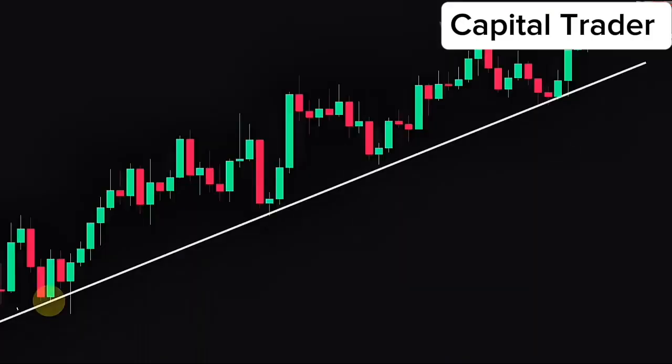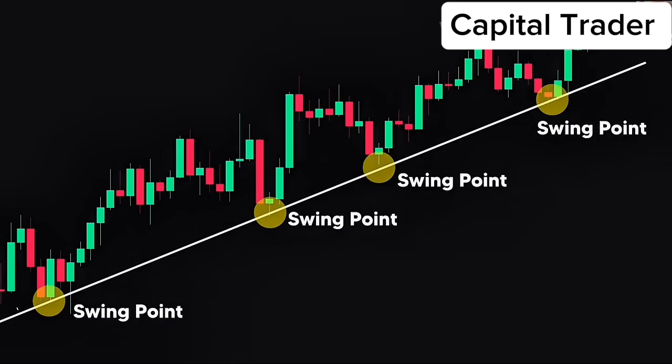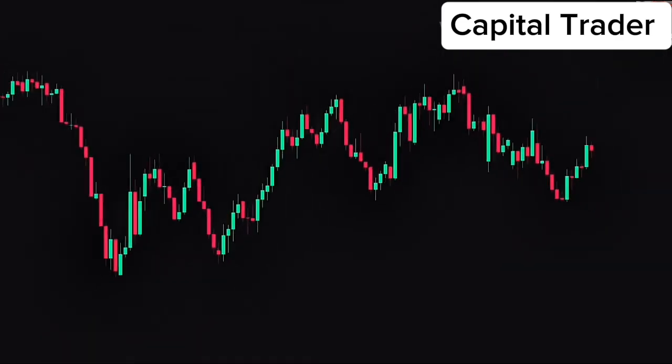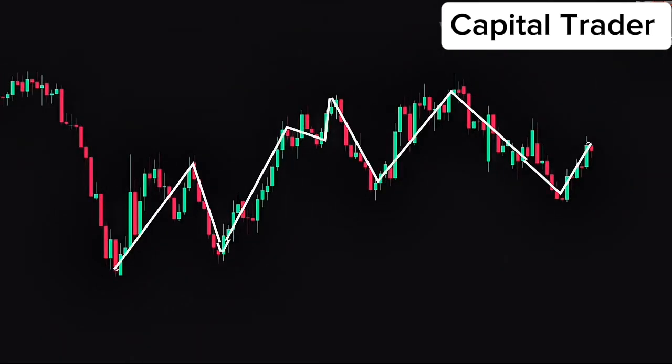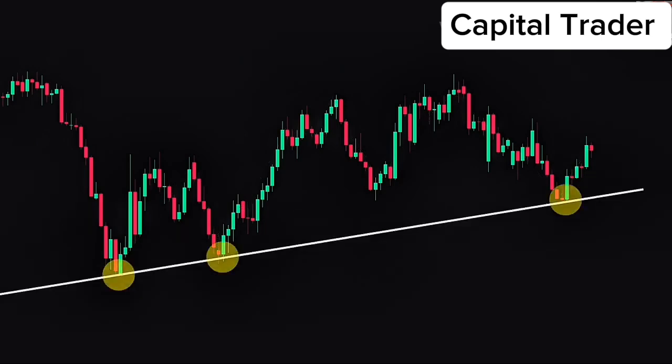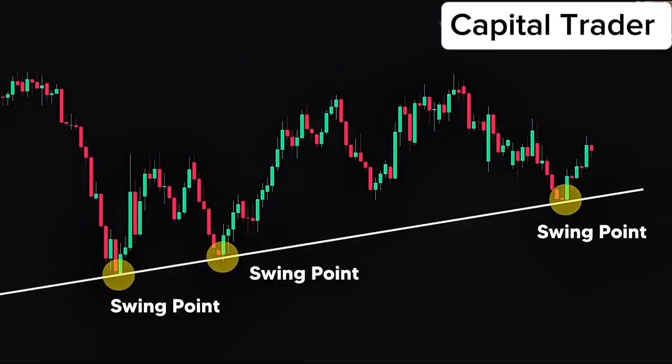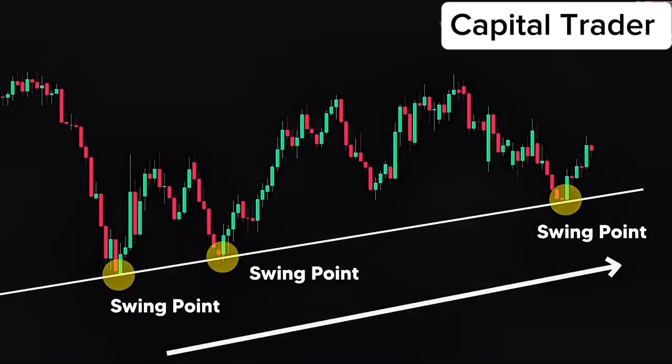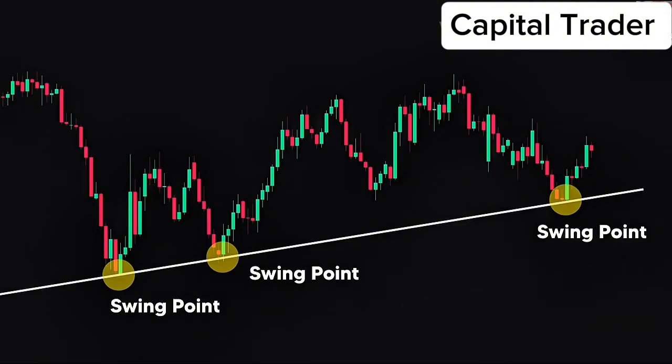Firstly, friends, what is a trend line actually? A trend line is a line drawn by connecting two or more swing points on a chart. Look at this example where the price is fluctuating, repeatedly going up and down. During all this, how can we tell what the market direction is? The simple way is to draw a trend line. By connecting all the swing lows, the trend line tells us that, despite the fluctuations, the overall market trend is upward.